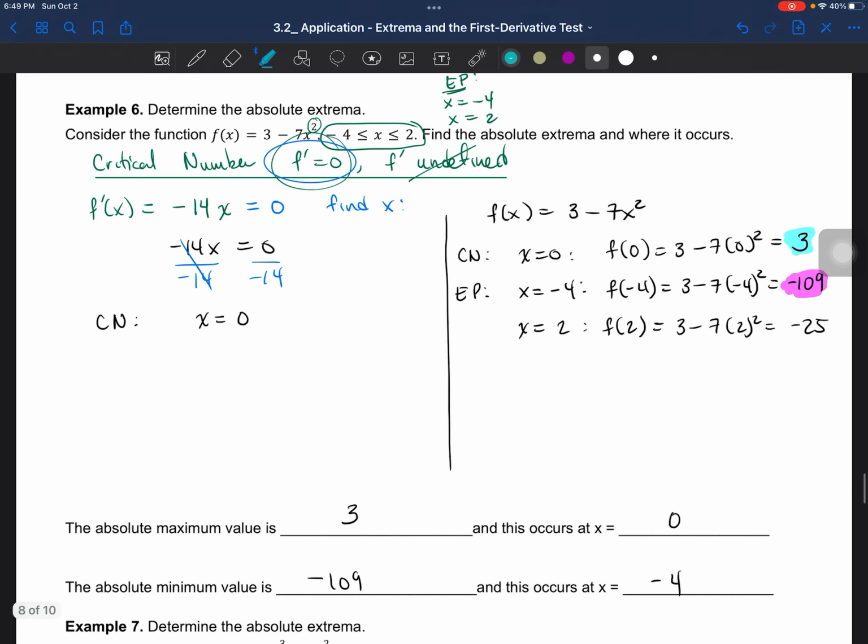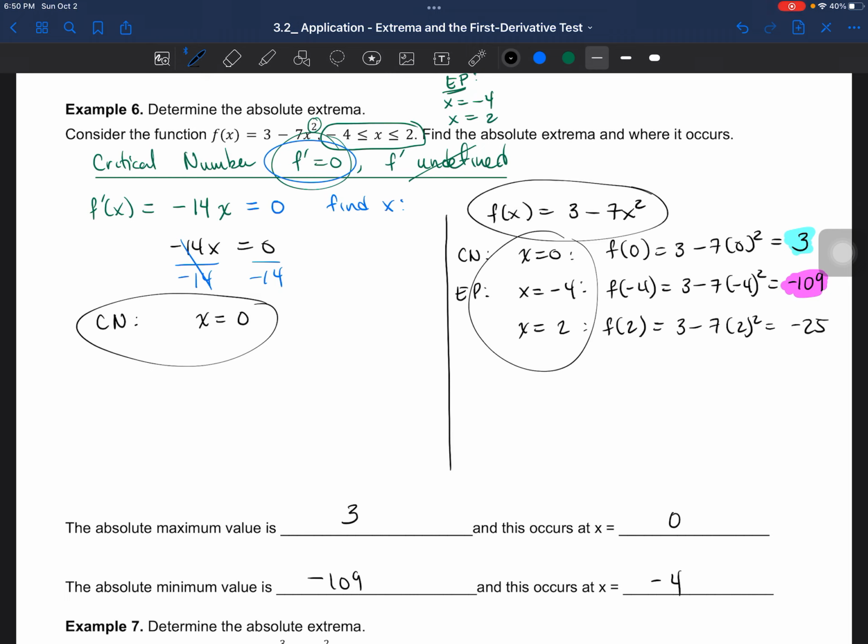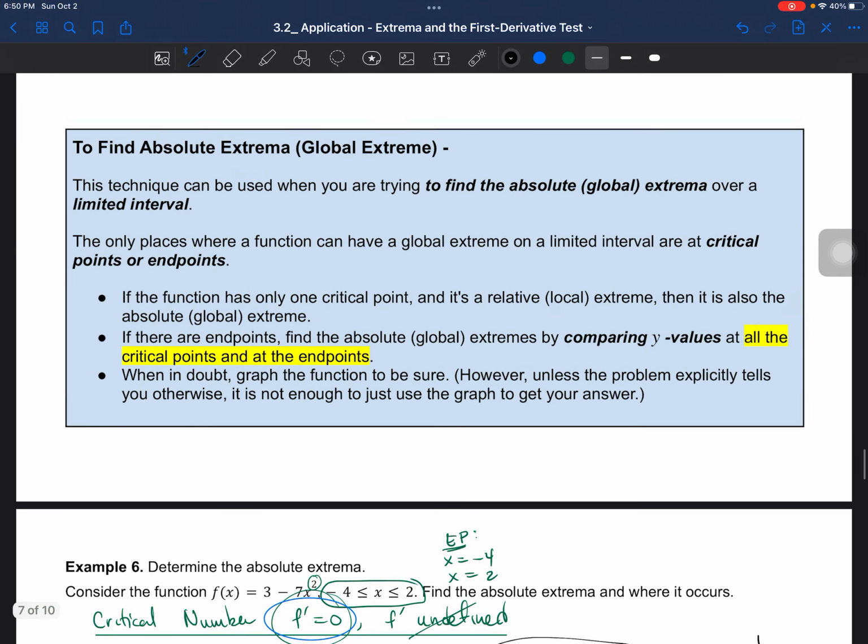It seemed a little more straightforward, because we don't actually have to test whether we have a local max or local min. We just literally use the critical number and the endpoints, and test them in the original function. And we just want to compare their y values. That's what I mean by that. The only places where the function can have a global extreme on the limited interval are the critical numbers, critical points, or the endpoints.